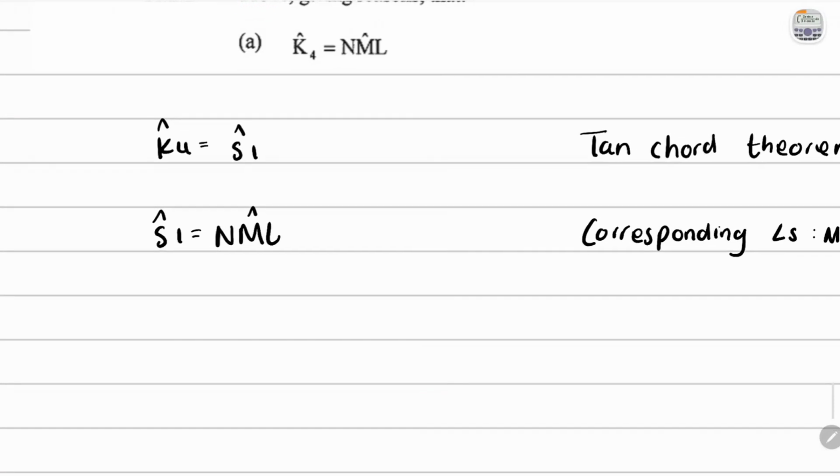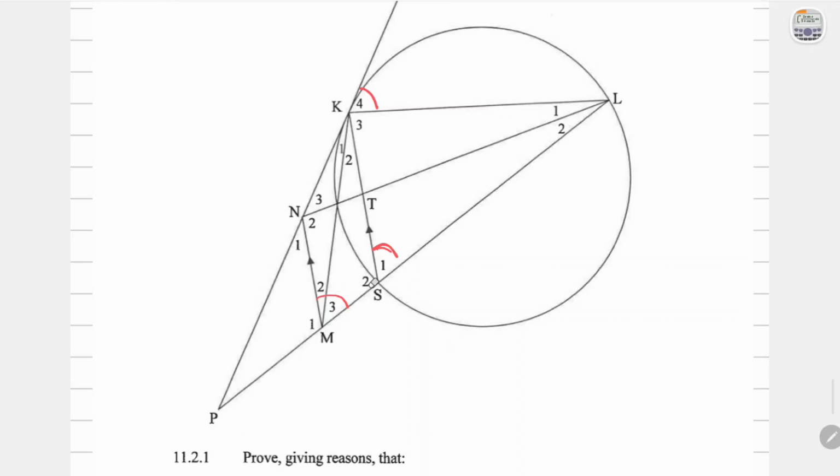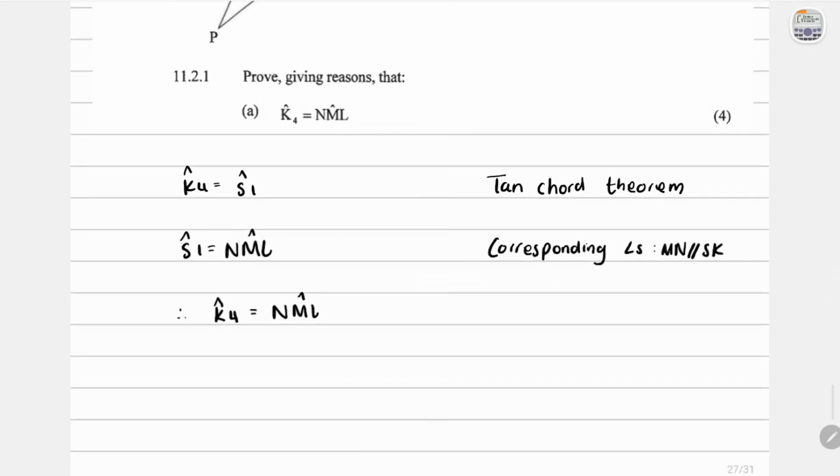And now, because angle K4 is equal to angle S1 and angle NML is also equal to angle S1, it would mean that they are both equal to each other. So we can finally conclude that this means that angle K4 is indeed equal to angle NML. And that is our answer. Just ensure that you also leave these because it's probably going to help you with the next question. Okay, moving on to the next question.